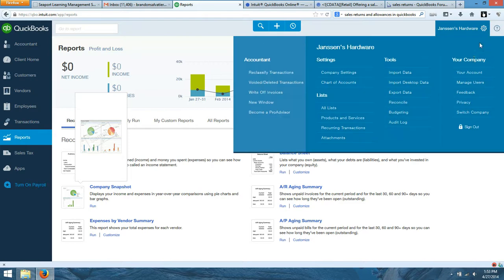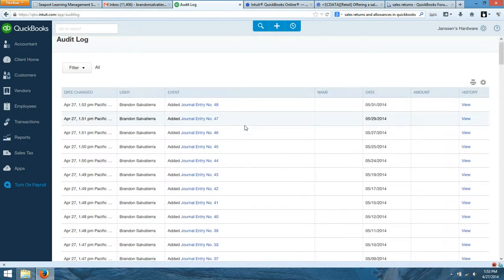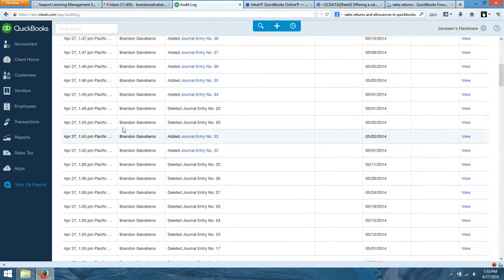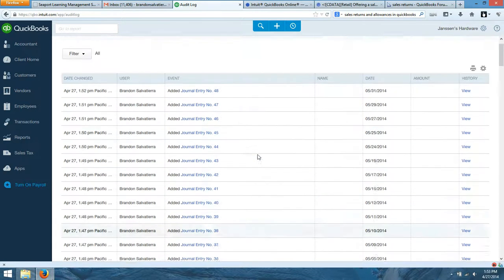And if you wanted to see, if you had multiple users, you could actually do what's called an audit log. And you can see all the journal entries that everyone's ever done. So this one is all me because I'm the only user, but if there was multiple accountants or multiple people using, you'd be able to see who added what and who deleted what, and that would be pretty good.